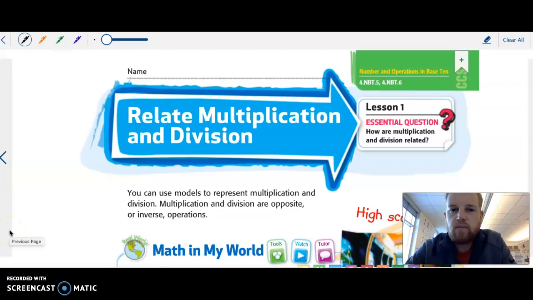Today we'll be working on Chapter 3, Section 1. Our section is relating multiplication and division. So the first thing we're going to do is look at some models and see how exactly multiplication and division are going to work off each other and be related.